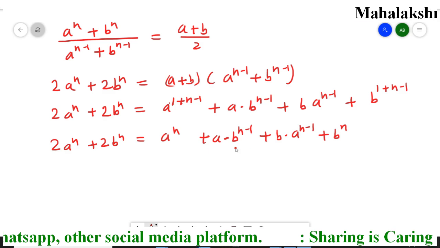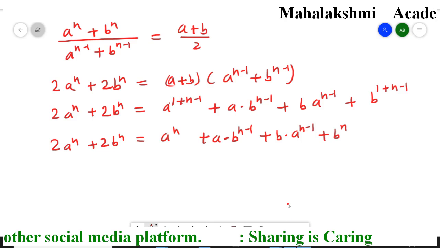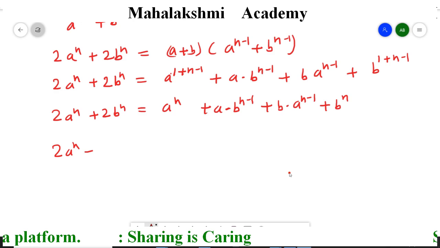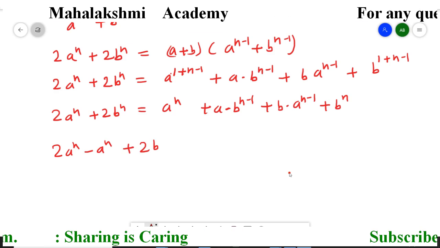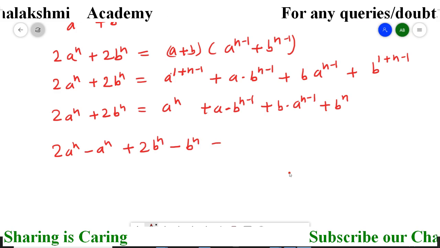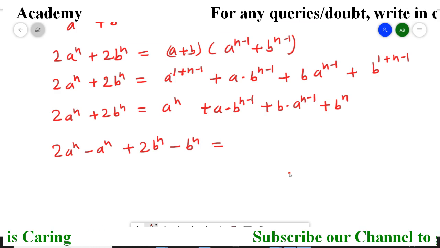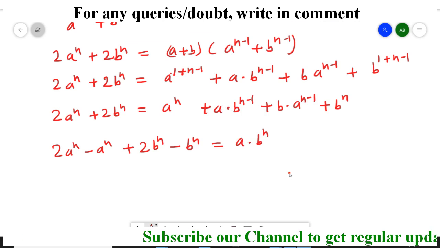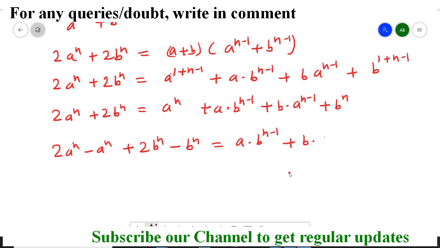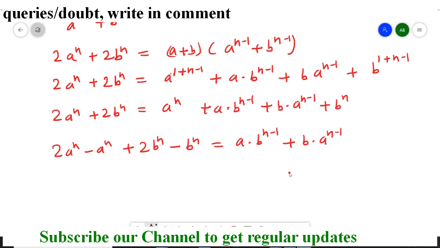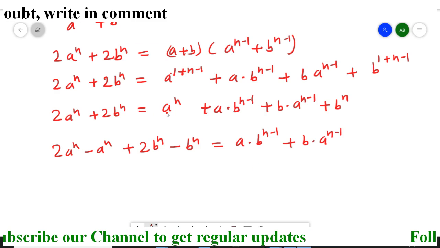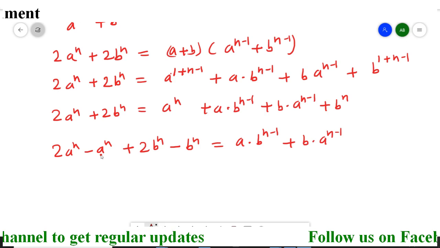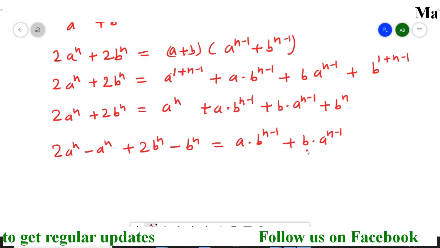Now this a raised power n and b raised power n will shift to the left side, so the sign will change. So it's going to be like this: 2a raised power n minus a raised power n plus 2b raised power n minus b raised power n. And here, as it's multiplication, a simple dot will come: a dot b raised power n minus 1 plus b dot a raised power n minus 1 as it is. So what we have done is, this a raised power n and b raised power n we shifted to the left side, so the sign is changed here, and the middle terms I wrote here as it is.